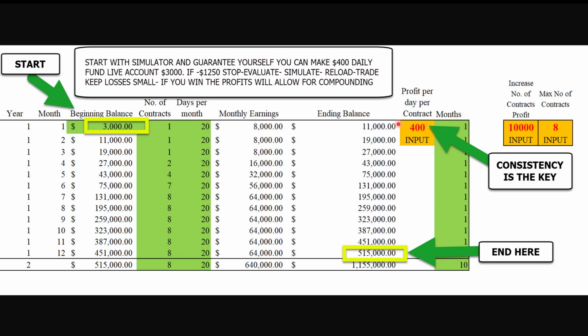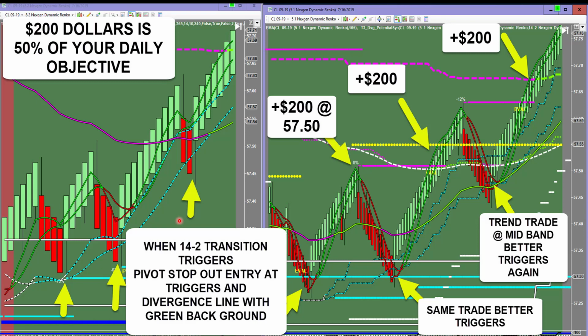Again, keep in mind, $400 per day. That's all we need. So we want to do a couple of 20-tick trades where we make $200. That's the recipe for getting rich. Consistency, consistency, consistency. So again, look, I want you to see what a transition looks like. So again, this is the 8-2 chart on the left side. I didn't show you the 14-2. You can use your imagination here.